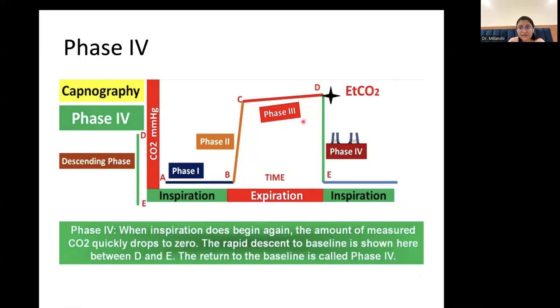Okay. And then phase 4. Phase 4 is again descending phase. You are coming back from your expiration and you're going into inspiration. So this will have decreasing amounts of CO2 levels and it will have more amount of oxygen here, which is not detected in EtCO2. Of course, it will be shown in your oxygen saturation port. When inspiration does begin again, the amount of measured CO2 quickly drops to 0. The rapid descent to baseline is shown here between D and E. The return to baseline is called phase 4. This is my phase 4.